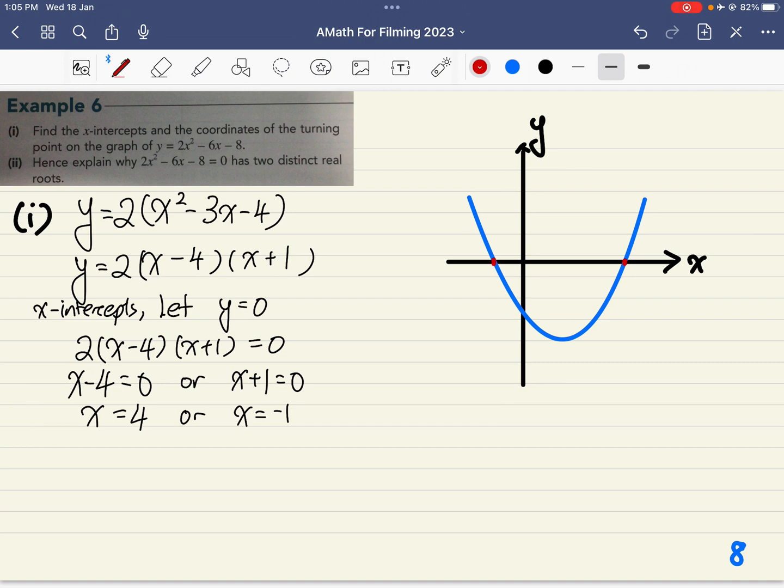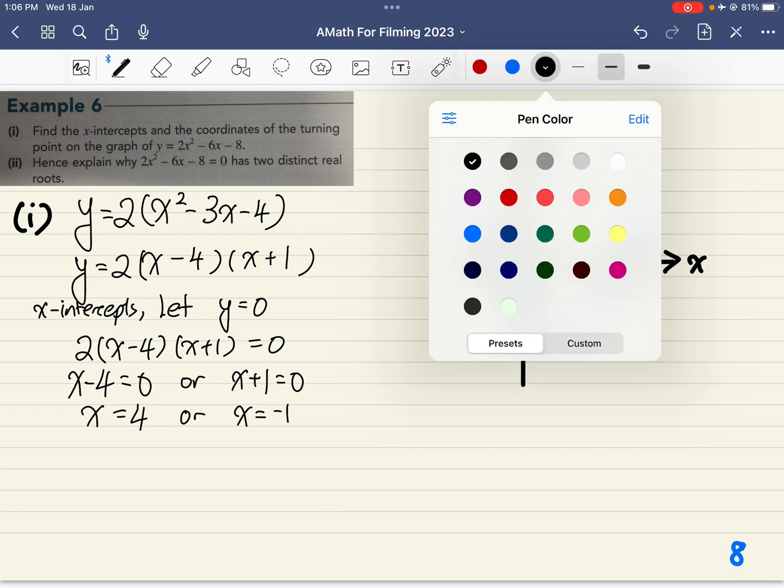As you have seen, I've already drawn the graph here. Let me start to label. This value will give me negative 1, and this value will give me 4 over here. For me to find the turning point, there are a few ways around it. One way is to do the completed square form, but I think that is quite painful, so let's not do that. The other way is to find the line of symmetry. Let me use another color now.